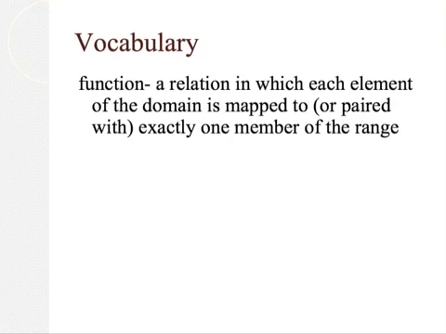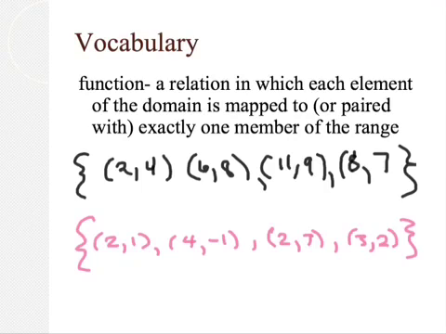So a function is a relation in which each element of the domain is mapped to or paired with exactly one member of the range. And sometimes we need a visual to think about this, so let's take a look at a relation. I have two relations here, one in black and one in pink, that represent two situations. And I know they happen to each have 4 elements, but they could have more.